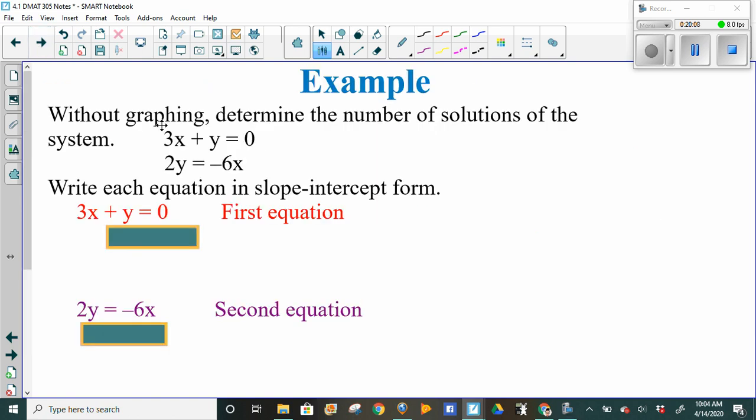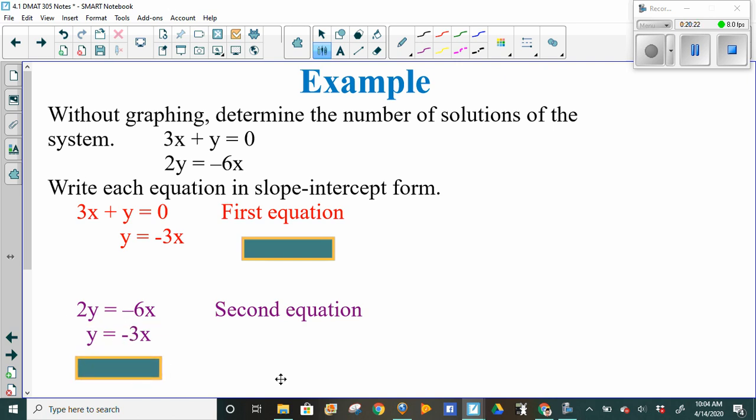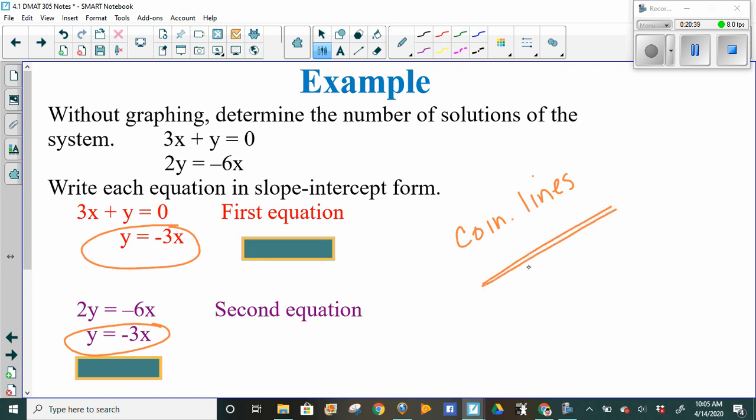All right, so without graphing, determine the number of solutions. So we're going to take the 3x and move it to the other side. So we get y equals negative 3x. Now we're going to divide everything by 2. And when we divide by 2, we get y equals negative 3x. So what we notice here is this is exactly the same line. So the lines coincide. Okay, so that means they're stacked on top of each other, which means there are infinite solutions.